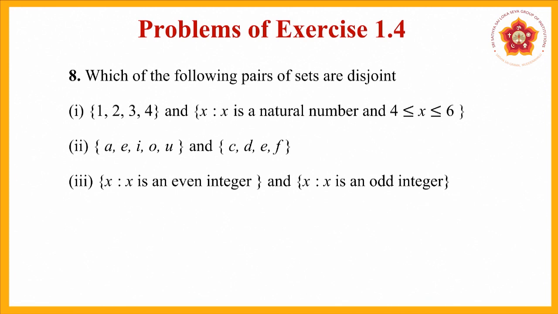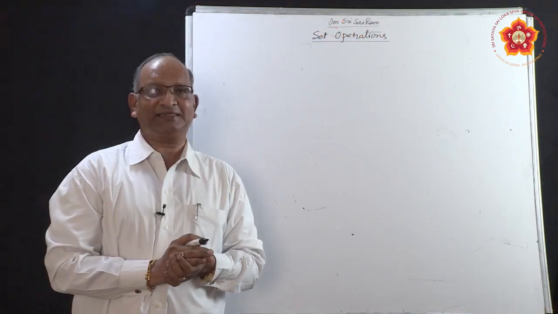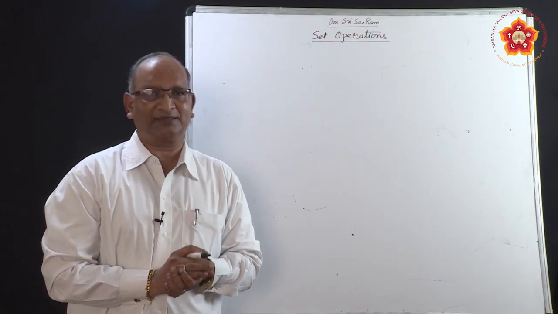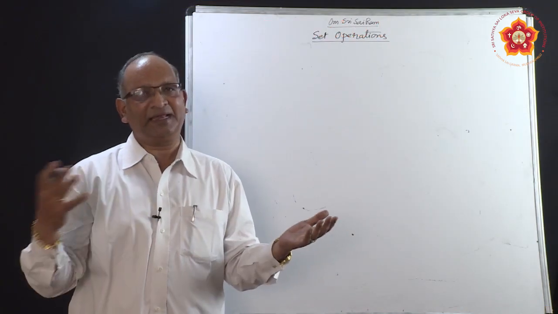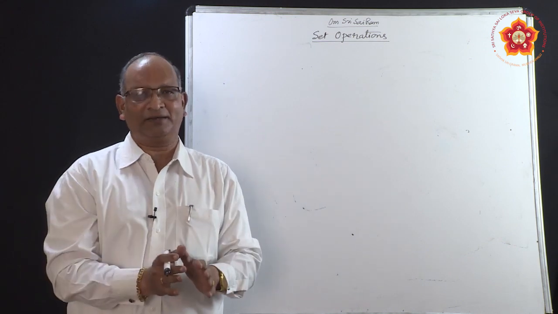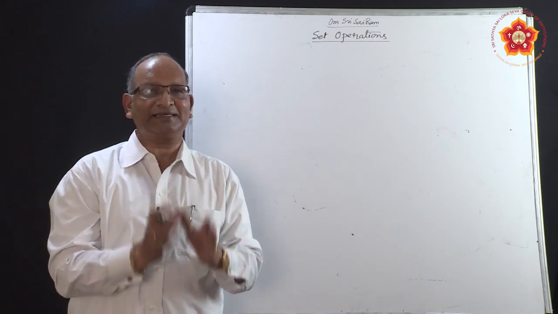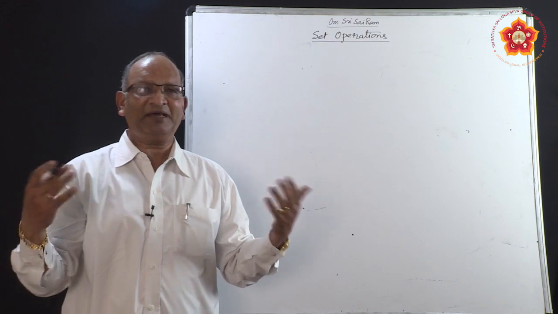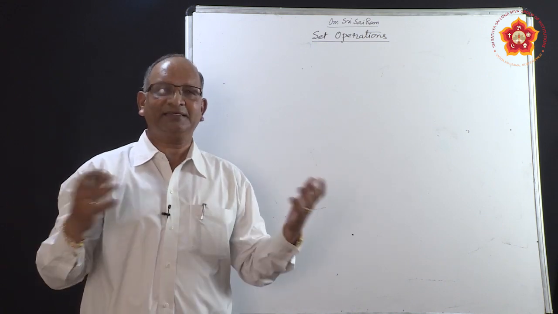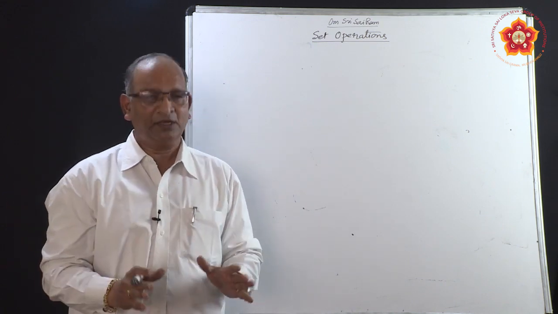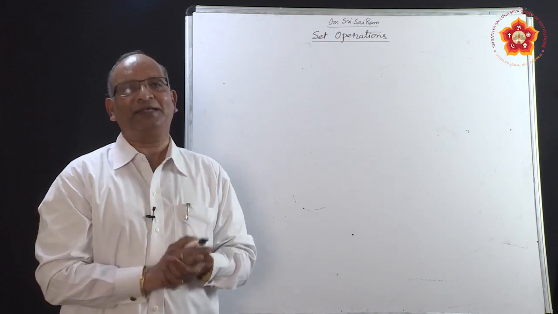Which of the following pairs of sets are disjoint? You remember when we were discussing intersection of two sets, we said that if there is no element common between two sets, the sets are said to be disjoint. A is a set, B is another set, there is no element common. If there is no element common, their intersection is a null set. Whenever intersection is a null set, the sets are said to be disjoint. So this problem is based upon disjoint sets.